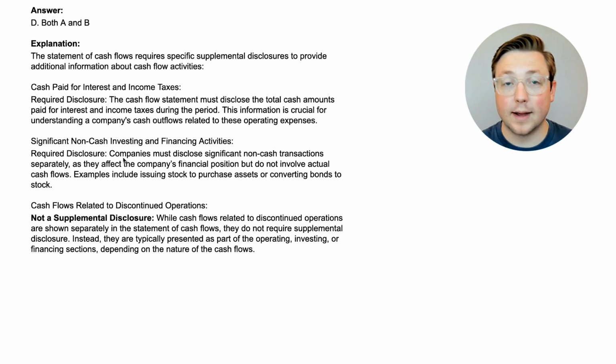And then they also have to disclose significant non-cash transactions separately, as they affect the company's financial position but do not involve actual cash flows. And you might think that's a little bit weird, but you have to think these are the investing and financing activities that aren't affecting cash, but they're still really big, so they have to disclose those. And some examples of that might be issuing stock to directly purchase assets or converting bonds directly to stock, where the cash didn't really change or there wasn't really a movement of cash, but it could be such a big transaction that people still need to know about it.